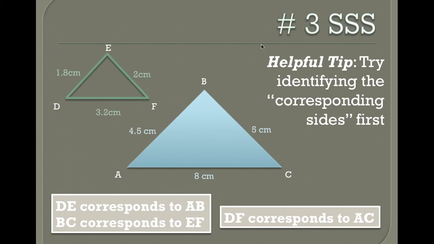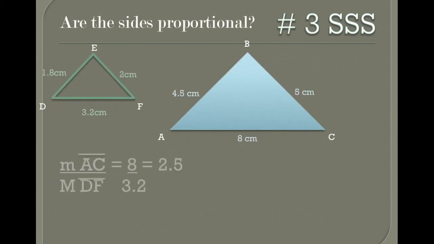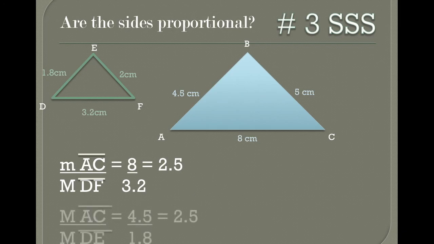Now, in order for side, side, side to be true in similar triangles, each corresponding side's proportion needs to be equal to all the other sides' proportions. So let's check this out. Are the sides proportional? Our first corresponding side is the base, so AC and DF. If we do 8 divided by 3.2, we get 2.5. Now if we do the same thing with all the other corresponding sides and they're all equal to 2.5, they are proportional. Otherwise, they are not proportional, so side, side, side doesn't work.